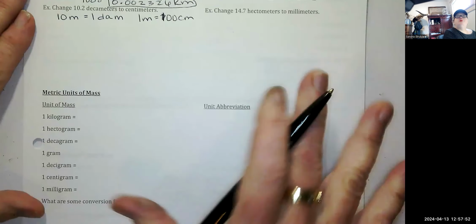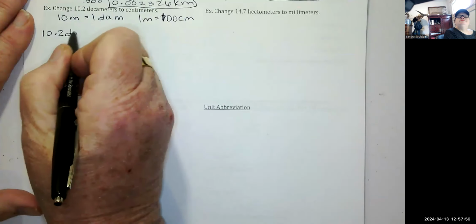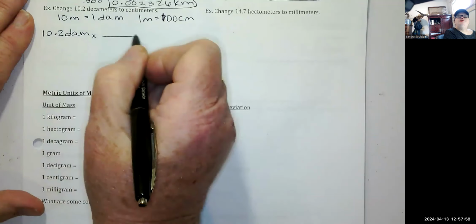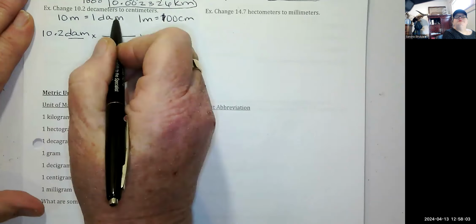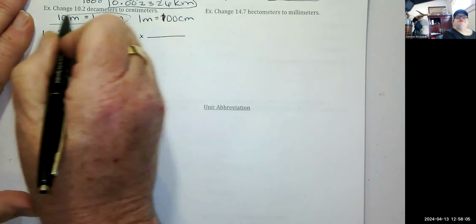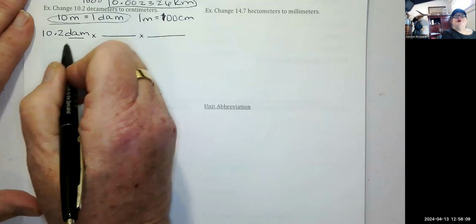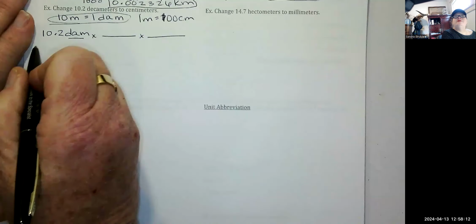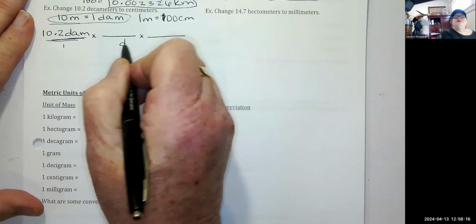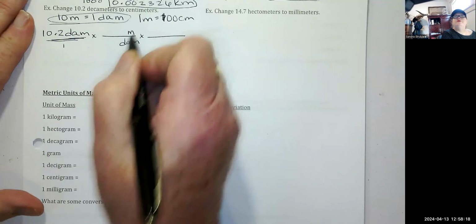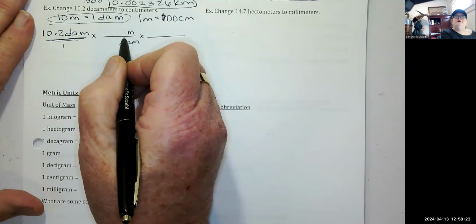Okay, so we're going to start with what they're giving us, 10.2 decameters. I'm going to have to do 2 conversions here because I can get from decameters to meters using this conversion. But meters is not what they're wanting. They're wanting centimeters. So to get from decameters to meters, make sure you know that it's over 1 because I want decameters in the denominator and meters in the numerator so that these will cross out and I'm left with meters, which is what I want initially.